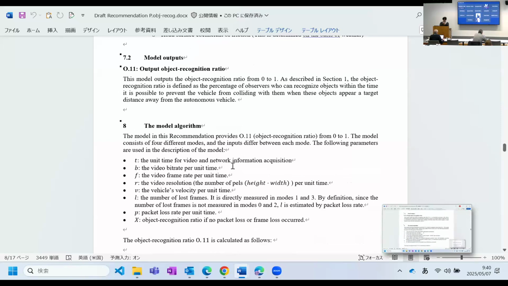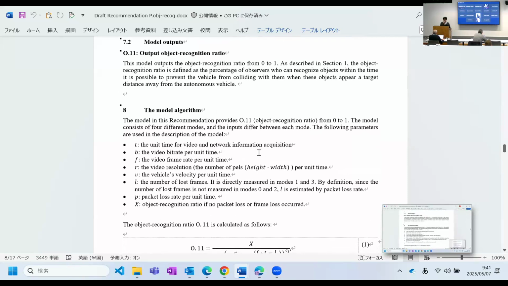Then the next section shows the model algorithm. The model in this recommendation provides O.11 from 0 to 1. The model consists of 4 different modes, and inputs differ between each mode. In this model, the following parameters are used in the description of the model.